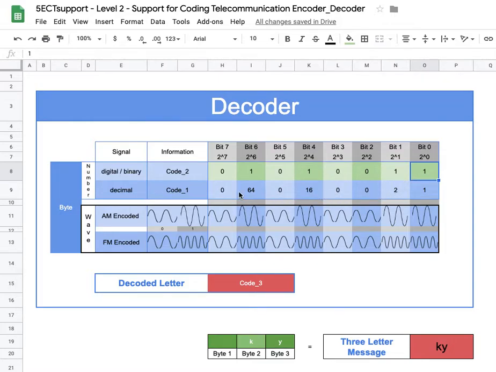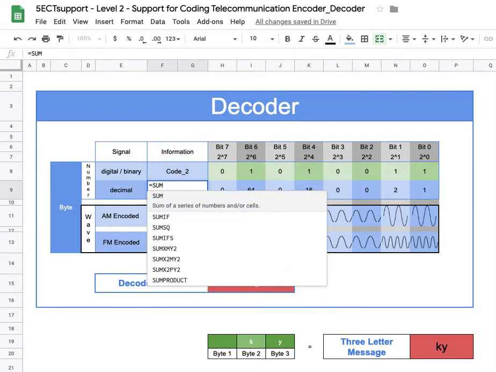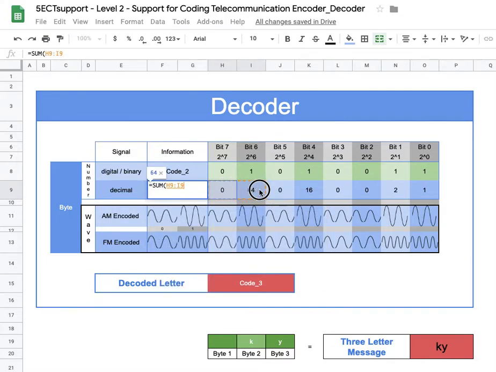We now need to first, because of the way Sheets works, get our decimal signal. And that really is just going to be the sum of all of these put together. So I'm going to code it. I'm going to start with an equal sign, and there is a built-in function. We could literally add all those cells together, or we could write SUM, parentheses, and then I'm going to drag all of those cells. So it's going to sum from H9 to O9 in the parentheses, return. And look at that, it adds up to 83.